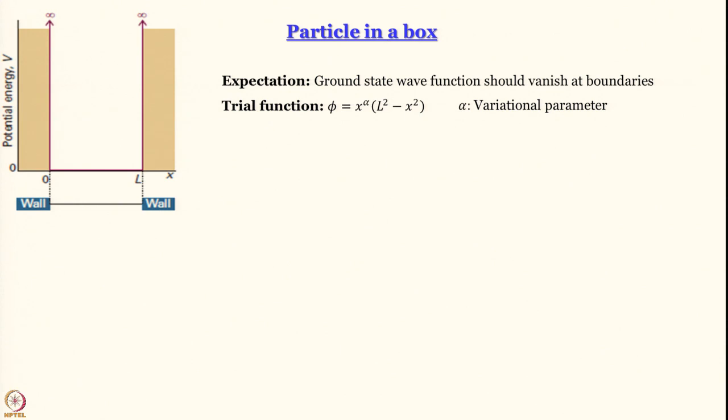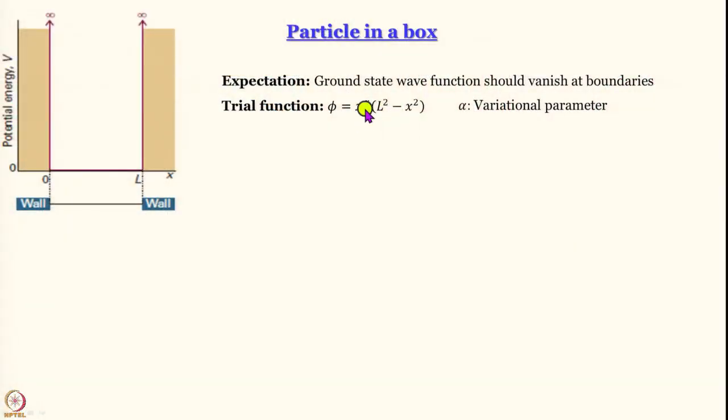So, while we have some control over the system, while we are talking about a system in which the exact solution is known, we want to go far away from what we know to be the correct solution and see if we can get anywhere close to the actual solution. So, what we do is we use an algebraic function x to the power alpha multiplied by L square minus x square, let us say, where alpha is the variational parameter. You can use many other things, you can use L minus x whole square, or you can use just L minus x, or you can use L minus x to the power alpha, you may not use alpha here. There are so many combinations, I am just choosing one, the one chosen by Pillar.